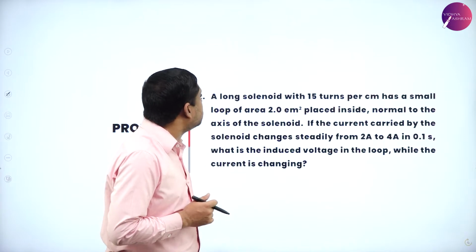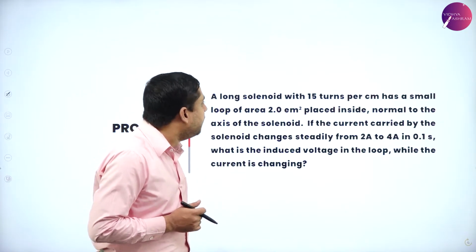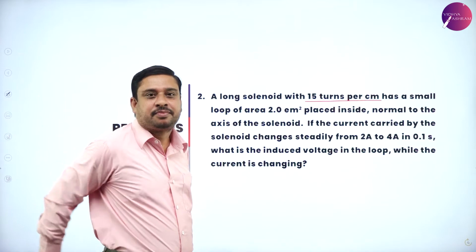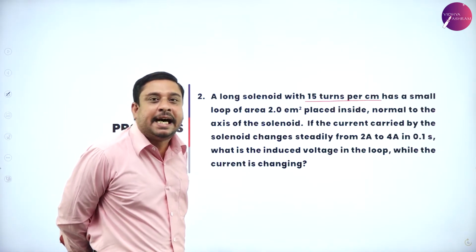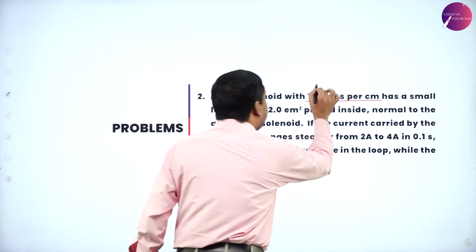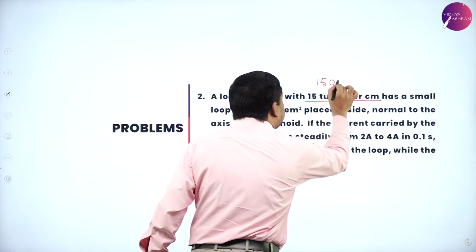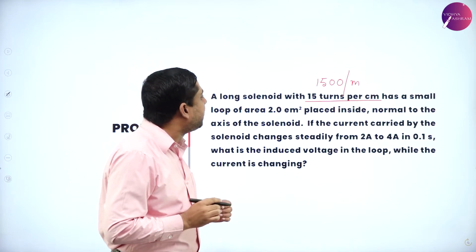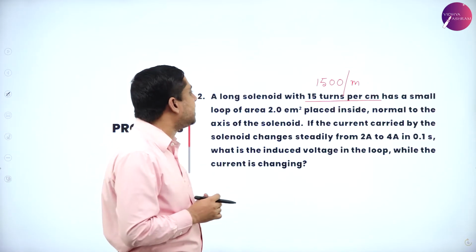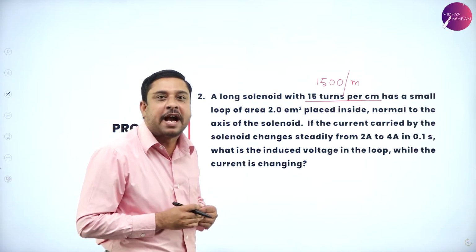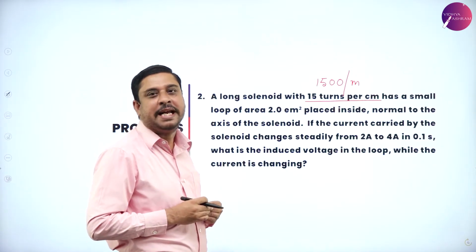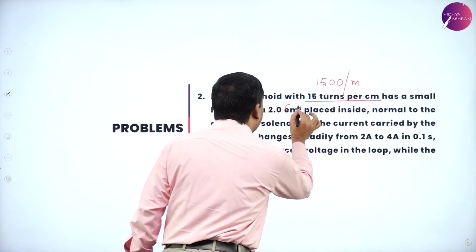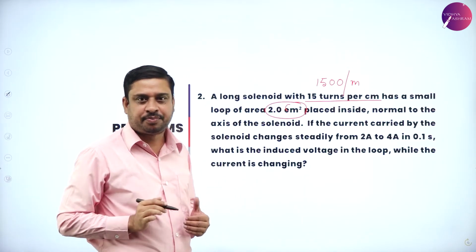A long solenoid with 15 turns per centimeter. 15 turns per centimeter, that is 1500 turns per meter, has a small loop of area 2 centimeter square.